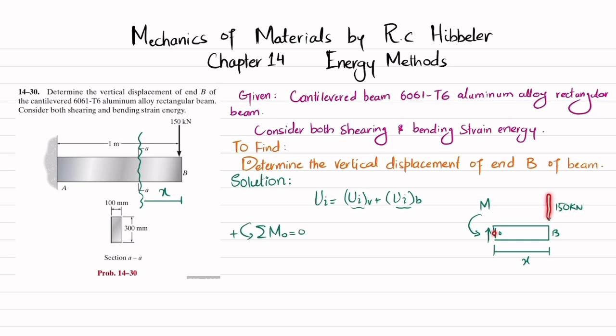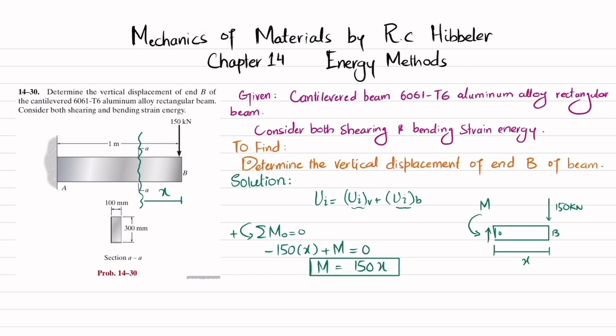So about point O, one moment is due to 150 and perpendicular distance is X, and this is producing clockwise moment, so it will be negative. So I will write minus 150 into perpendicular distance X. The other moment is due to this external reaction moment, which is counterclockwise and is taken as positive, and sum of all these moments about point O is equal to 0. So from here we will get moment is equal to 150 times X.